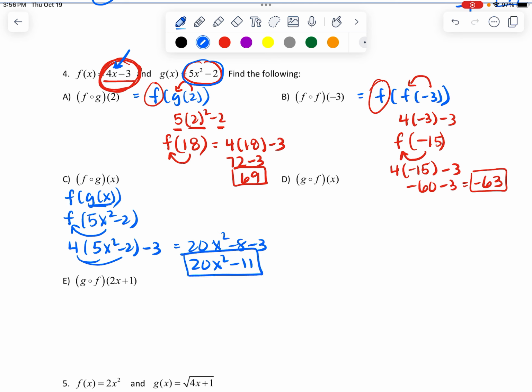Okay, now for D, you're just going backwards. So this time you want to do g of f of x.